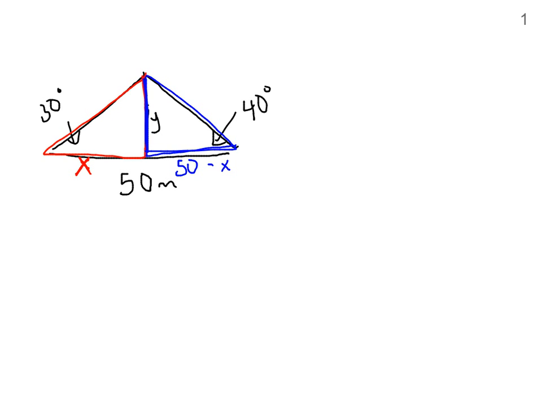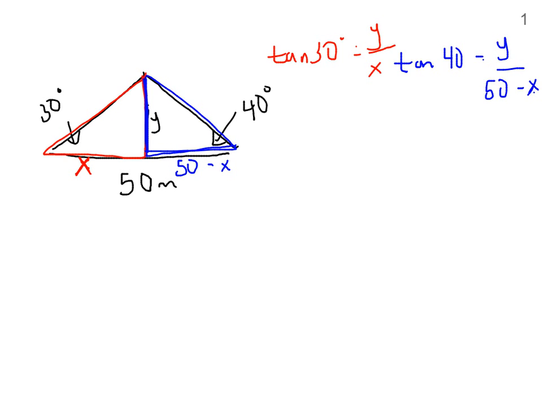So here's what I'm going to do. According to the blue triangle, I know that the tangent of that 40-degree angle is the opposite side over the adjacent side. I'm going to do the same thing for the red. I know that the tangent of that angle, 30 degrees, is its opposite side over the adjacent side. Right now I want to solve for y, so I want to get the x's out of there. I'm going to do that by solving one of them for x and then substituting it into the other.